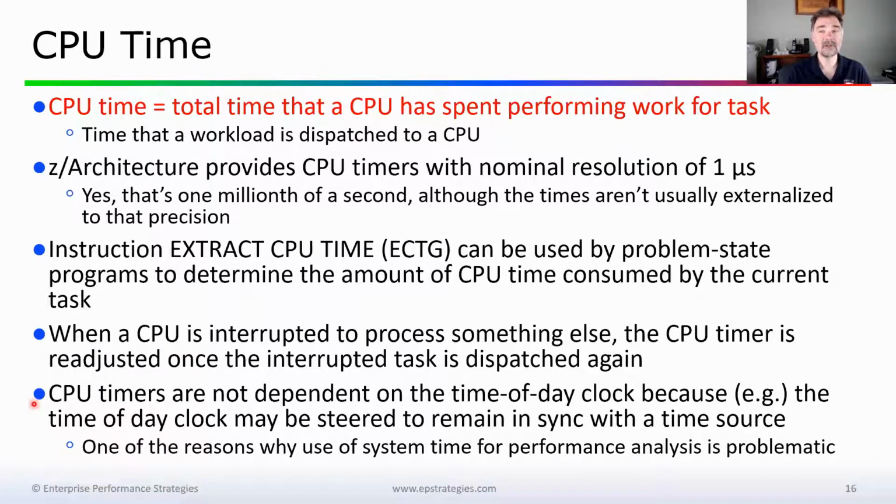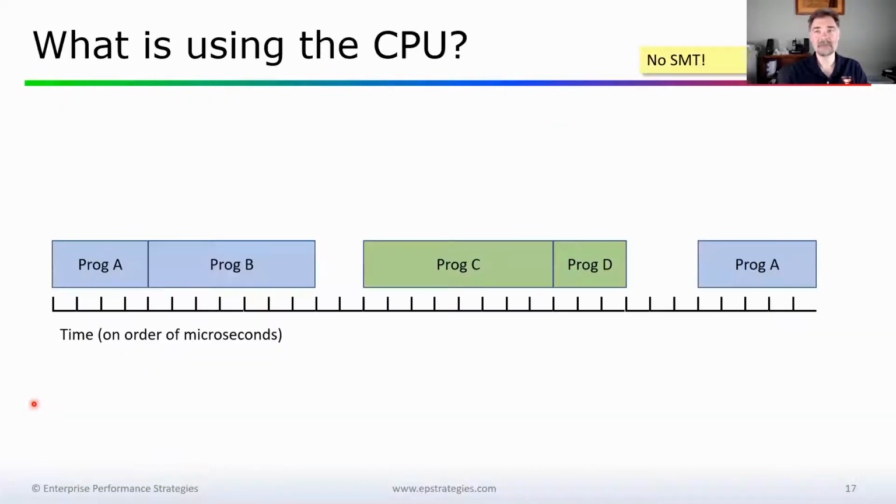And finally, CPU timers are not dependent upon the time of day clock. So while this is an elapsed duration, it's not timed with the time of day clock, because the time of day clock may be steered to stay accurate with UTC. And then a couple of times a year, we actually jump the time by an hour in many locales, unfortunately. So these are two good reasons why you don't use time of day timers when you're doing performance analysis, and certainly when the machine is trying to measure CPU time.